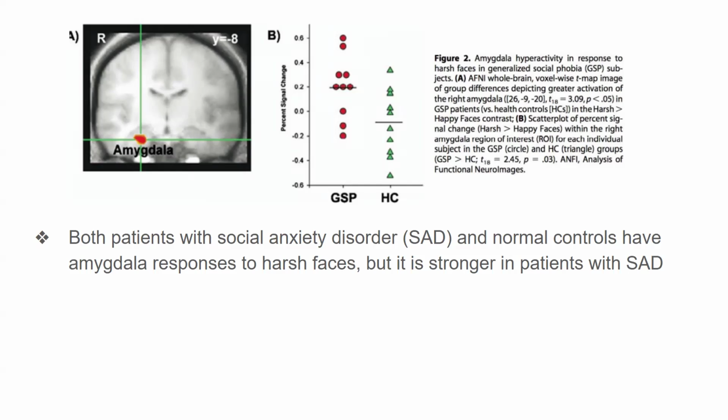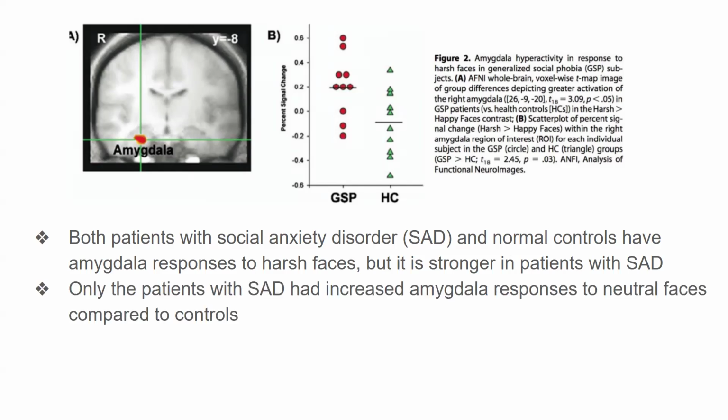But something that differentiates people with social anxiety from normal patients is that people with social anxiety are going to also react to neutral faces. So their amygdala is going to increase in activation when they're presented with neutral faces as well, compared to controls. And so only the patients with social anxiety will respond to these neutral faces.